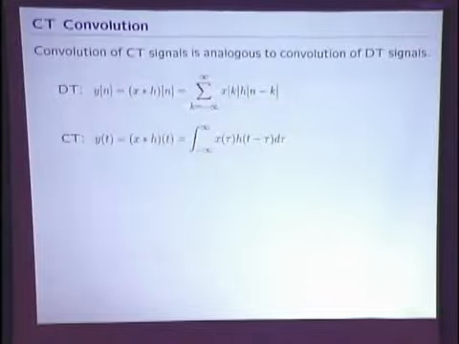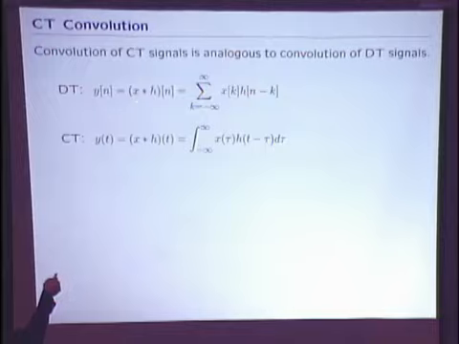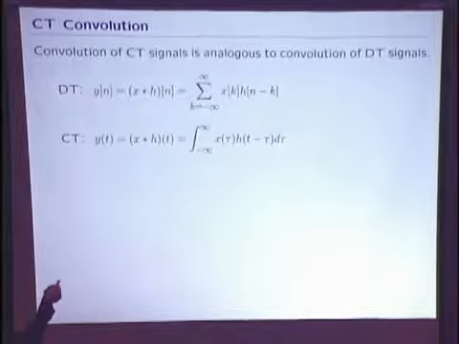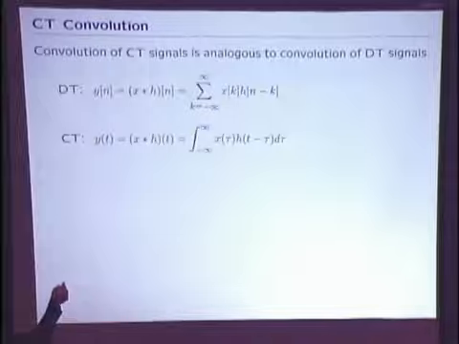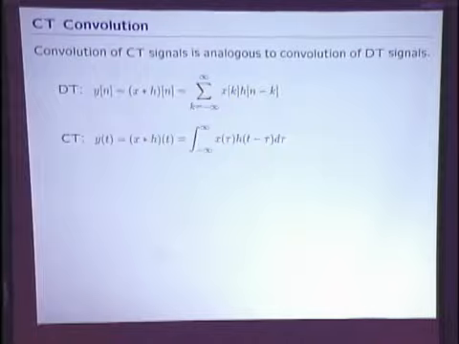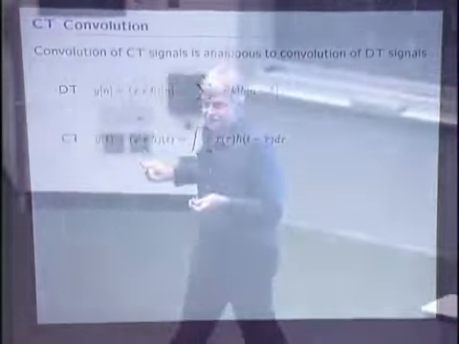So in DT, we thought about if you convolve x with h, you take the first index, x of n, and turn it into x of k, a dummy variable. You take the second one and do n minus k. Here we do the same thing. t goes to tau, and the second one goes to t minus tau. The sum up here turns into an integral. Otherwise, it's exactly the same thing.